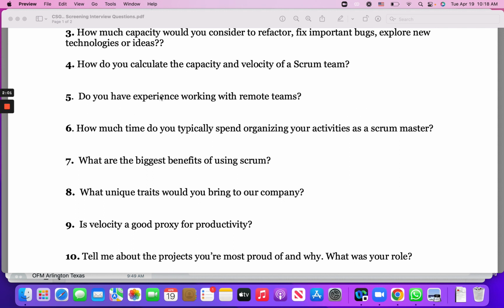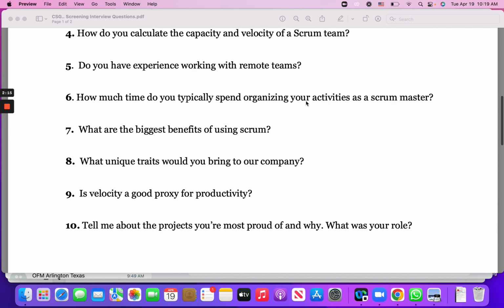Five, do you have experience working with remote teams? Yes. It's about plugging on the computer, facilitating, making sure that you cheer them up, encouraging them to turn on their camera whenever possible. Six, how much time do you typically spend organizing your activity as a Scrum Master? I spend averagely 5 to 10% of my time organizing my activities, and the rest of the time actually getting into real work.